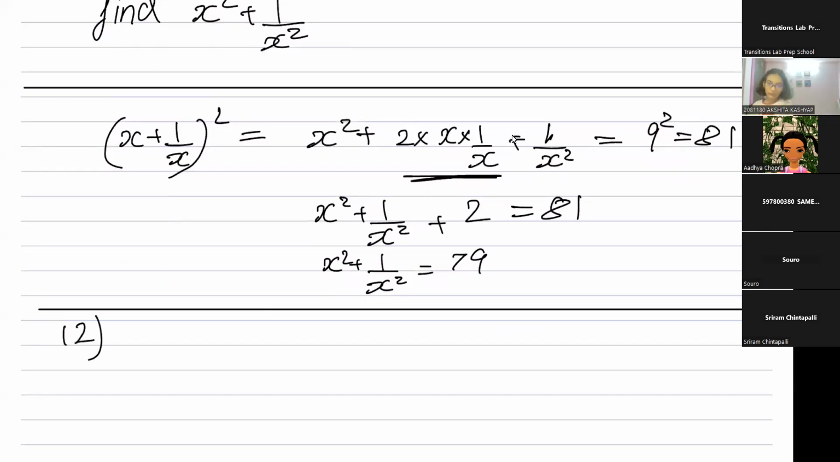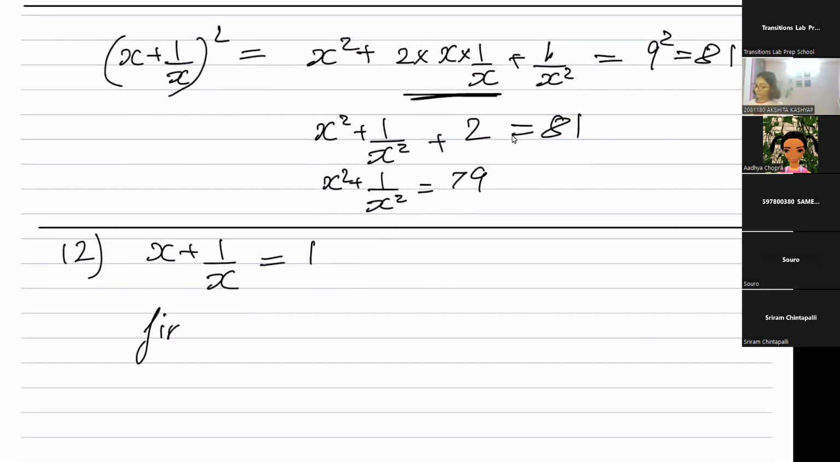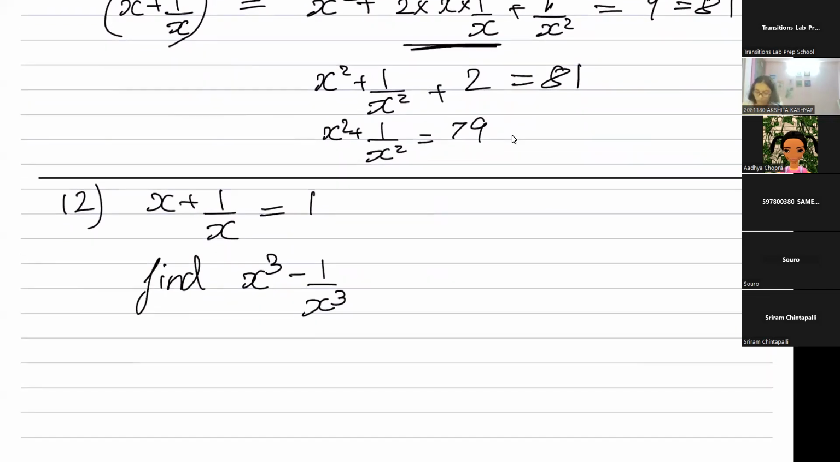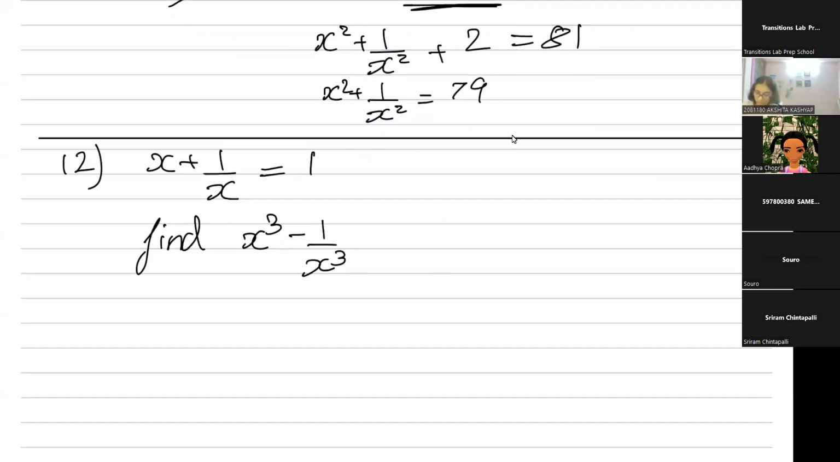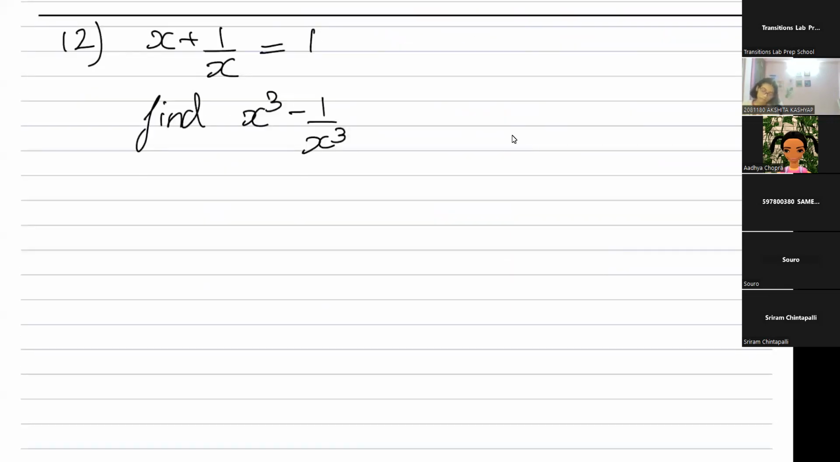Now let's say you have x plus 1 upon x equal to 1. Find x cube minus 1 upon x cube. First, do this: x cube plus 1 upon x cube. Okay, second part is x cube minus 1 upon x cube.